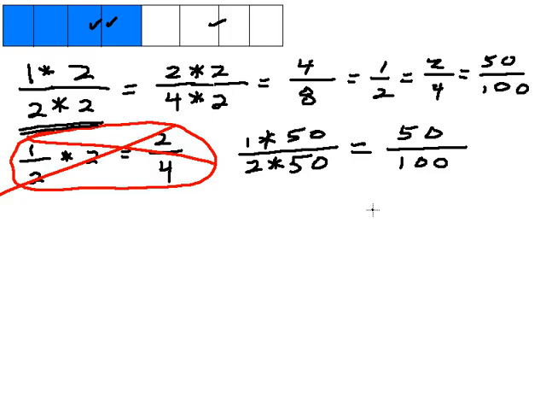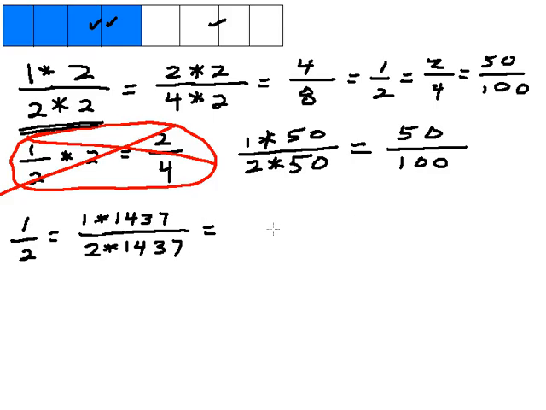If you write things down well, if you try not to do stuff in your head, when you make a mistake, you'll be able to find and fix it. 1/2 equals 1 times, your book uses the example 1437, and 2 times 1437, this weird number they picked. 1,437 pieces when there are 2,874 pieces in a whole.